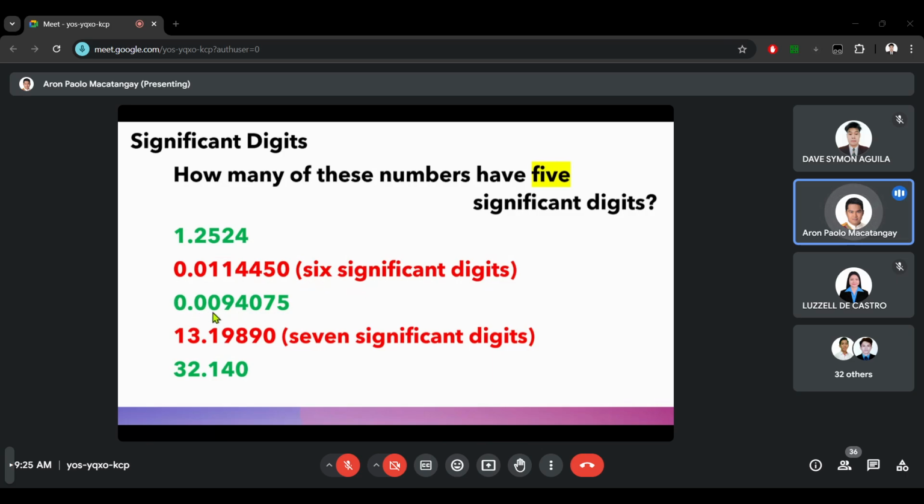Next number, again, zeros to the left are not significant. Zeros in the middle are significant. So this number has 1, 2, 3, 4, 5 significant digits. So this is one of the answers. Next number, again, zeros on the right side of the number are always significant. So this has 1, 2, 3, 4, 5, 6, 7 significant digits. Okay? And the last number, again, zero at the right end of the number is significant, giving us 1, 2, 3, 4, 5 digits. Okay? So the correct answer is 3.